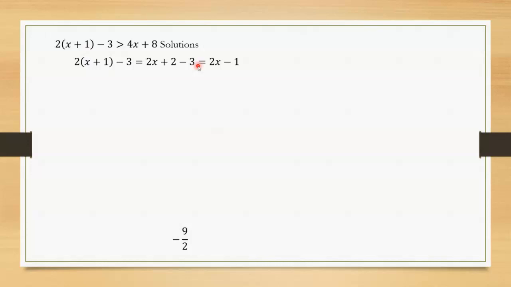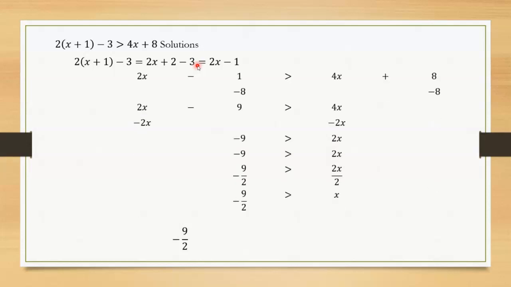For the right side, the 4x plus 8, well, you can't do much with that because you can't simplify it at all, because 4x and 8 are unlike terms. I guess you could factor a 4 out of there, but I don't think that's going to help you too much in this problem. But anyway, we have this now. So we want to solve 2x minus 1 greater than 4x plus 8.